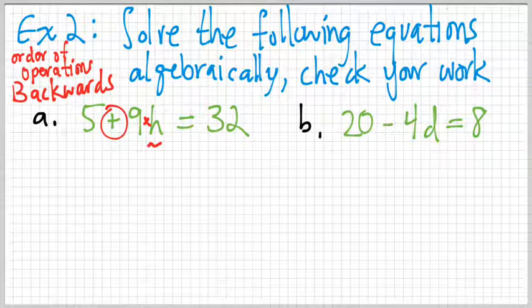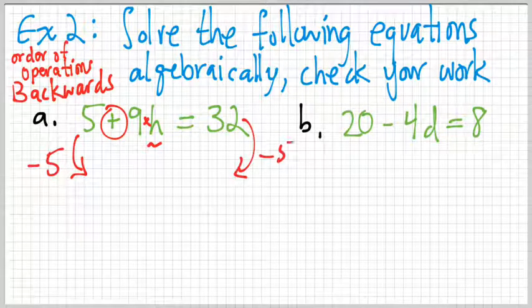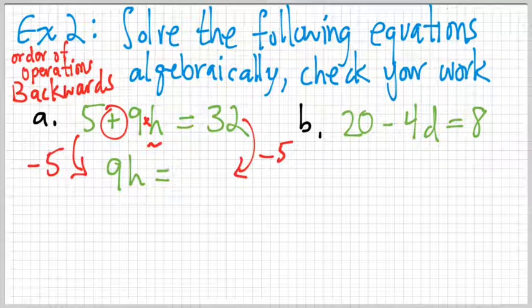Now the inverse of addition is subtraction. So we're going to subtract that 5 off of both sides. So when 5 is being added, and then we're subtracting it, we're left with just the 9h on the left, and then we do 32 minus 5, which is 27.